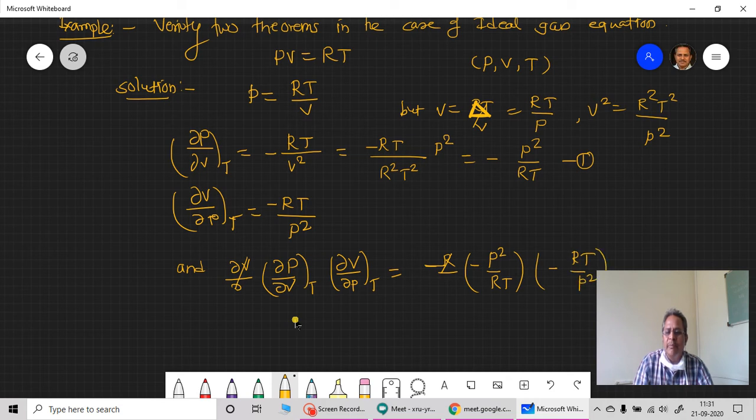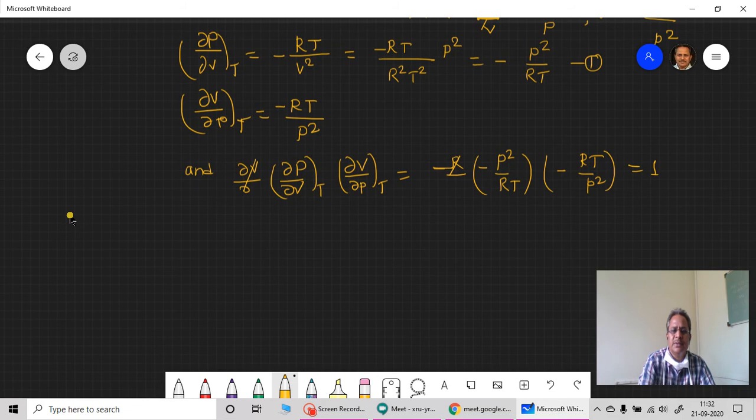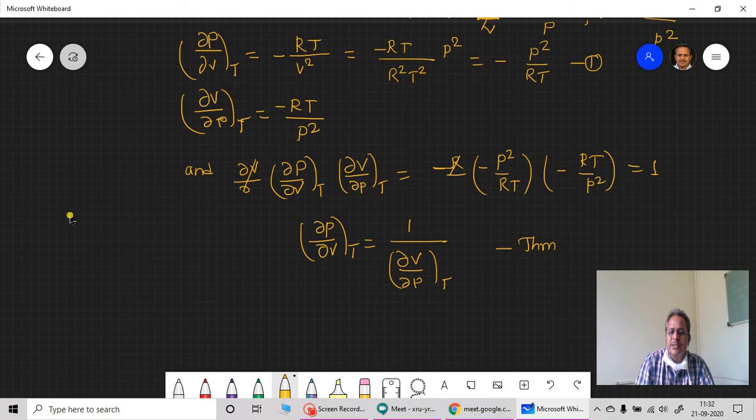So you will find this P square and this P square, and RT get cancelled, and minus minus is equal to plus 1. Therefore I can write further, this is my reciprocity theorem: ∂P/∂V at constant temperature is equal to, I can take this quantity to the right hand side, 1 upon ∂V/∂P at constant temperature. So that is how theorem 1 is proved.